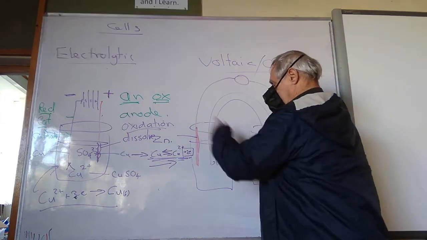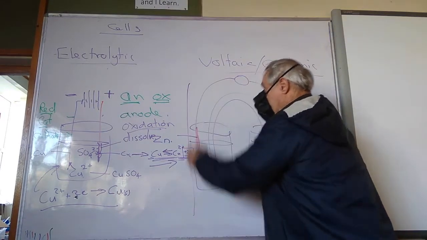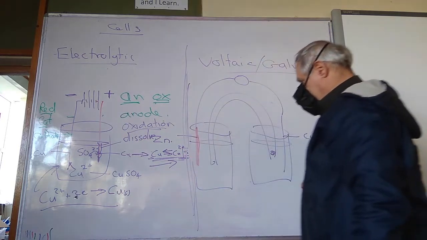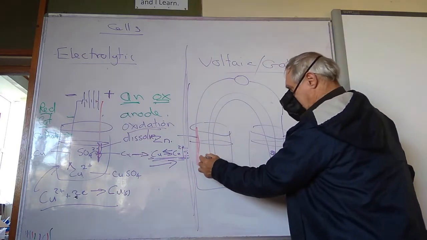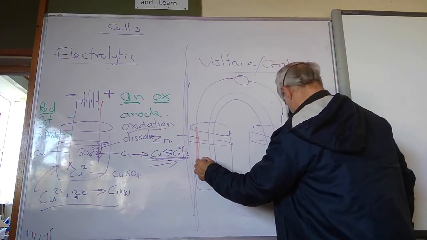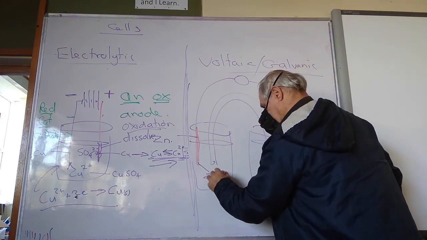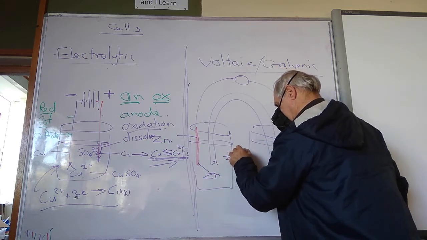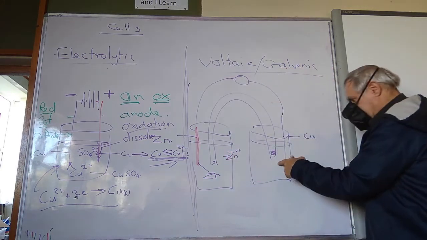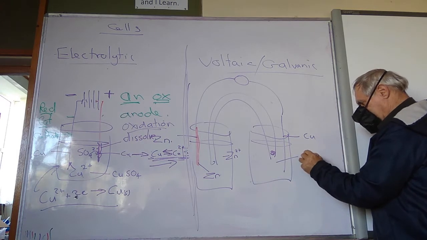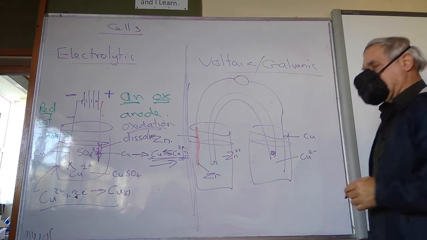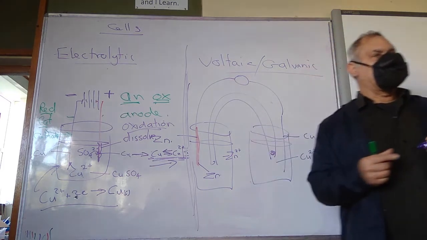So this is a separate drawing, by the way. Let me just try and make it look a bit more separate. Okay, so what should we put here? Let's put here zinc. And inside the solution is a zinc ion solution. And what type of solution do we put in here? Copper sulfate, a copper 2 ion solution. Okay, anything with copper in it.